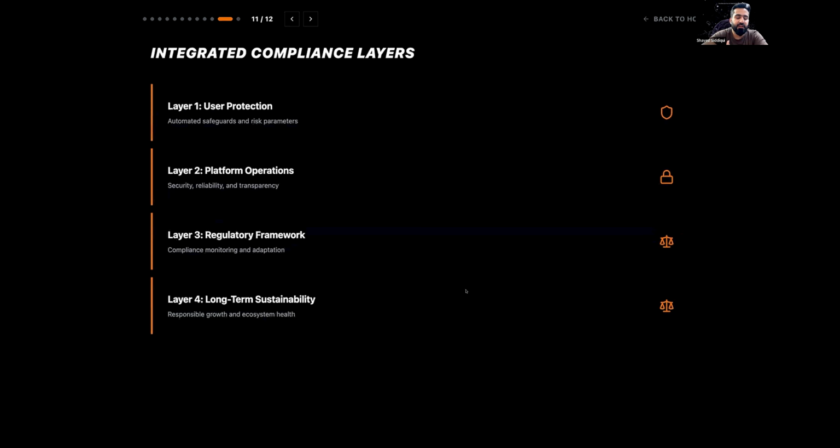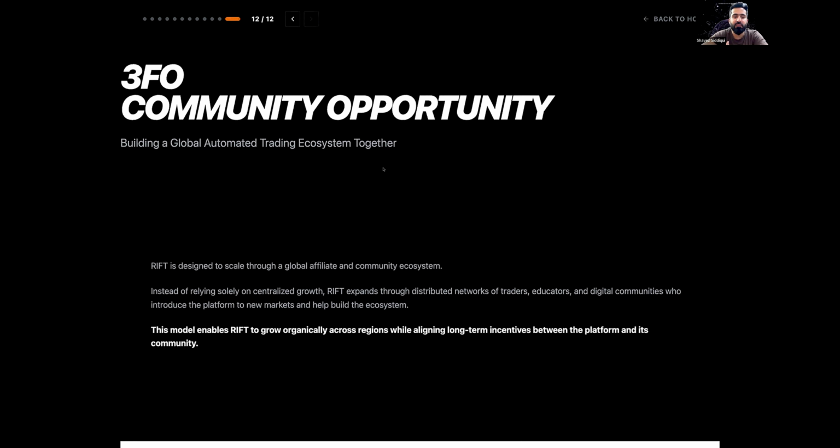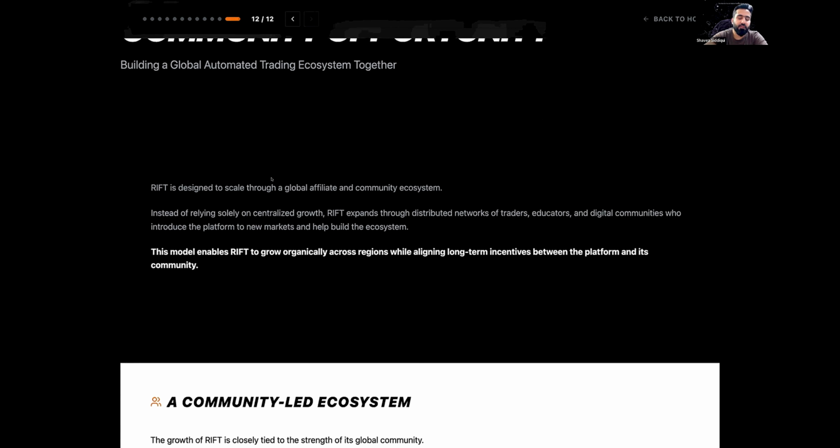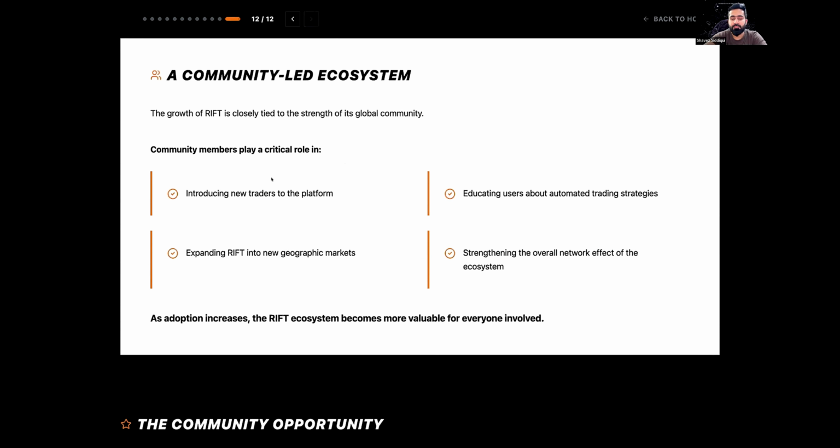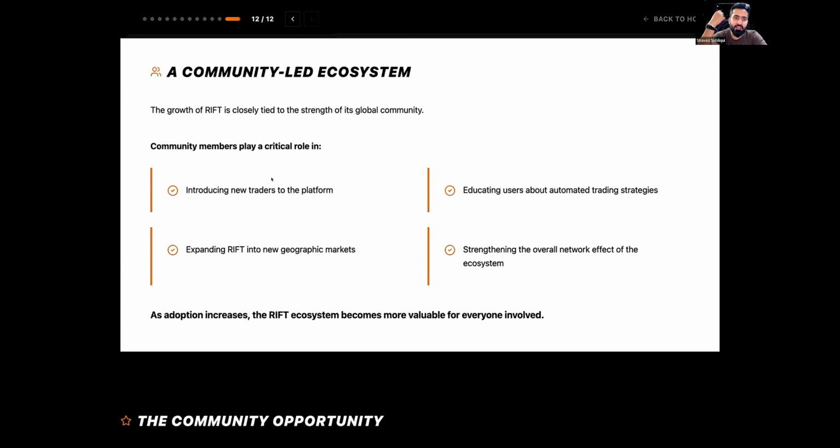Integrated compliance layers which are there inside Rift. Then again, the community opportunity, 3FO community opportunity that we have. Rift is designed to scale through the global affiliate and community ecosystem of 3FO, and 3FO will have exclusive rights to distribute Rift. There will be no other platform that will offer the automated trading engine subscriptions other than 3FO. So you all will have direct, exclusive selling rights of the automated trading engine that we have built inside Rift.